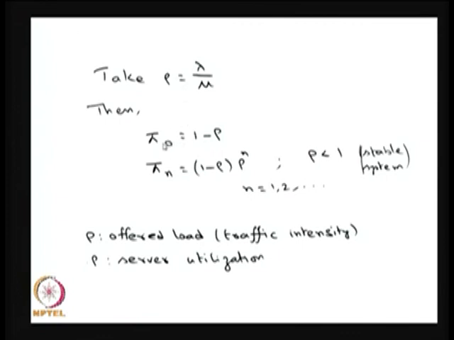And 1 minus pi naught is the probability that the system is non-empty, and that is nothing but the server utilization. Server utilization is nothing but the probability that the server is busy. The server will be busy as long as the system is non-empty. So, rho is the server utilization that can be obtained from this formula, and in the long run the server utilization is rho.